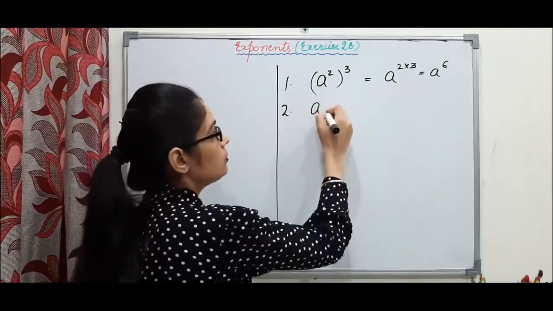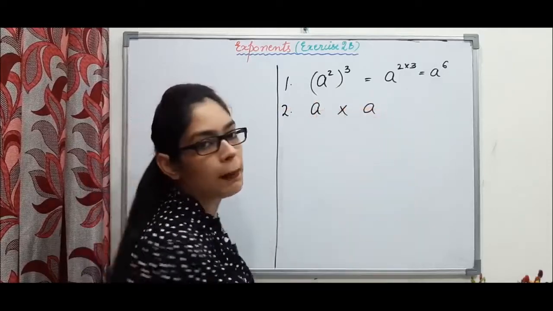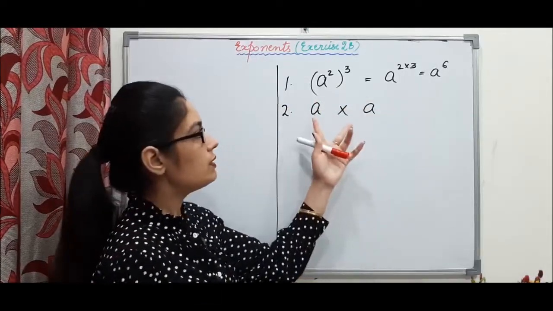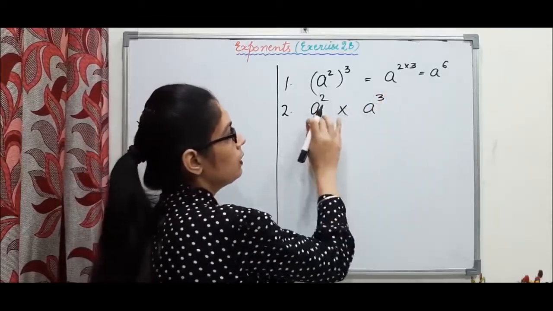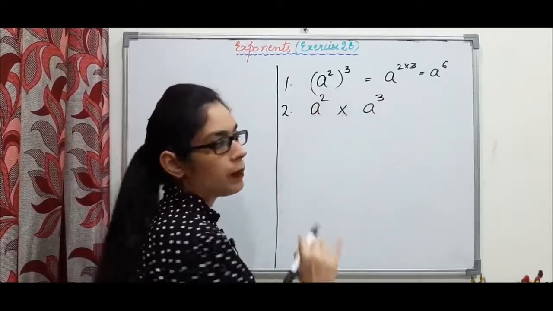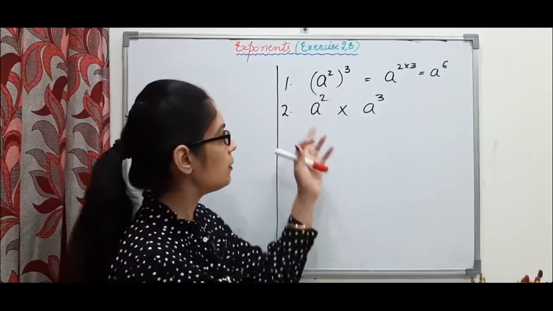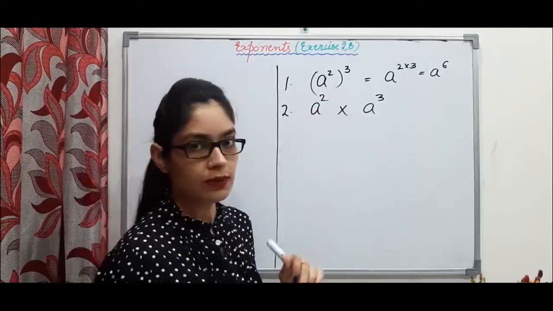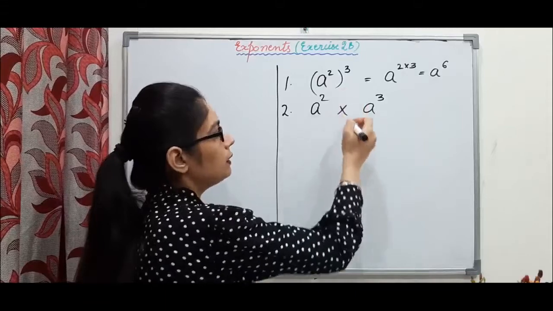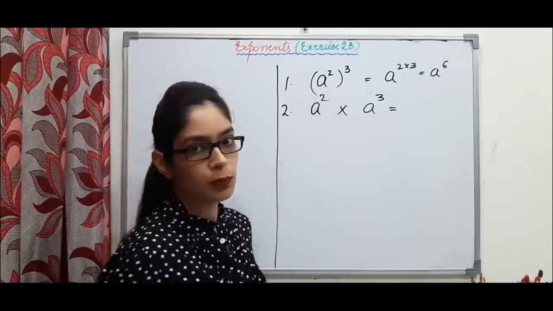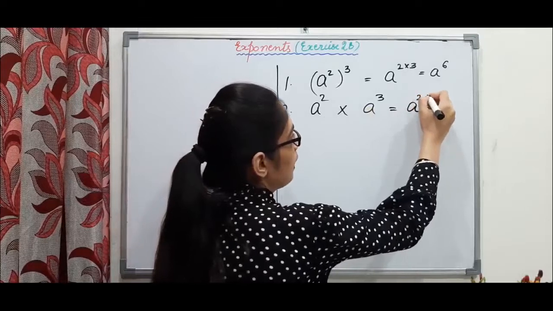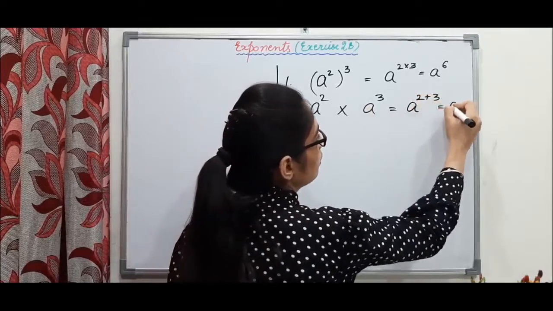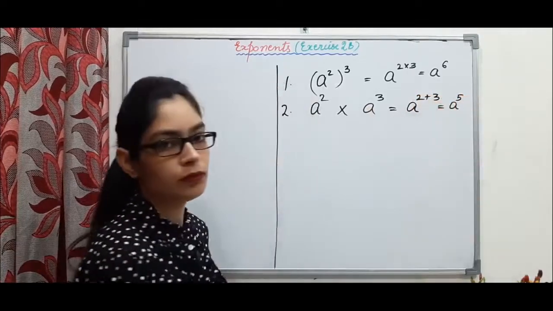Then the second one was product rule. Product, as it is suggesting, is related with multiplication. So if bases are the same, see we know in exponential form, these are the bases and these are the powers. When bases are the same, here also a, here also the same, and the numbers are getting multiplied, so we use product rule. We will write the base one time and add the powers. So it is a to the power 5.